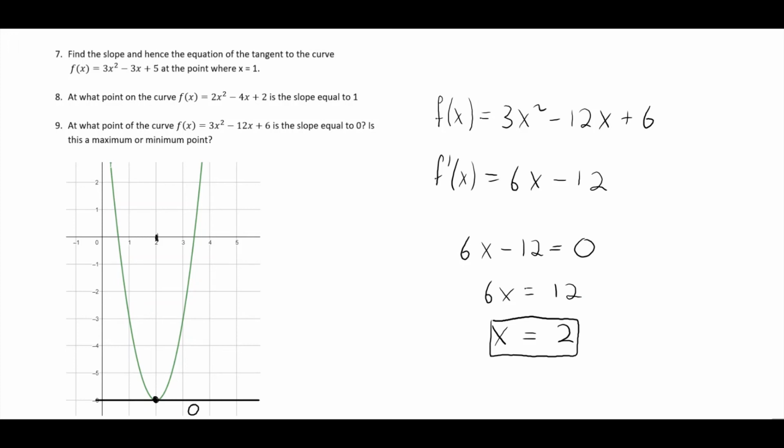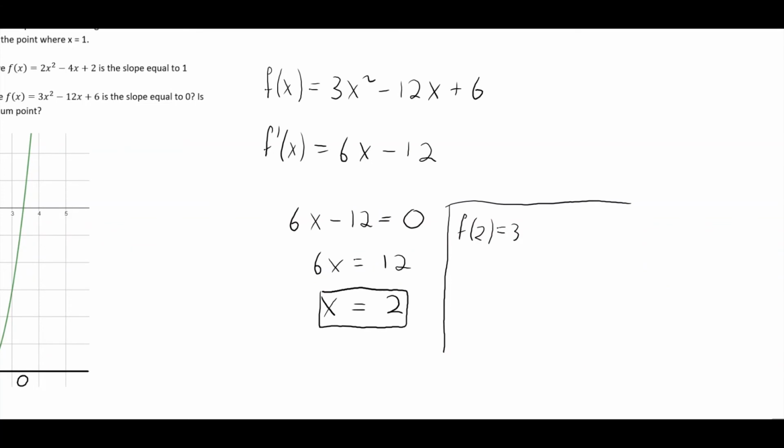So just to show how to calculate that, you take f of x, bracket this off so you can see it's a separate thing, and replace x with 2. f of 2 is equal to 3 times 2 squared, minus 12 times 2, plus 6. So that's 2 squared is 4, 3 times 4, minus 12 times 2, 24, plus 6.